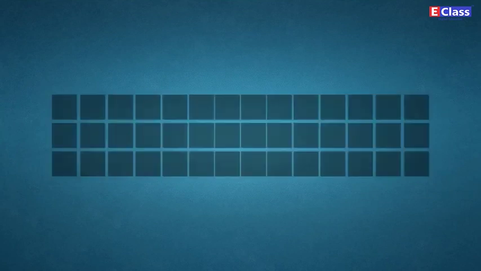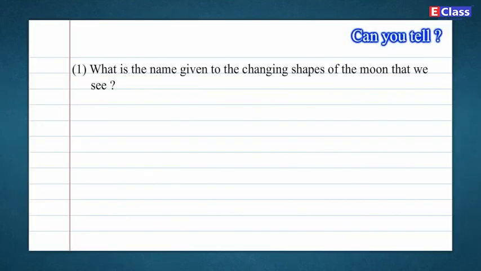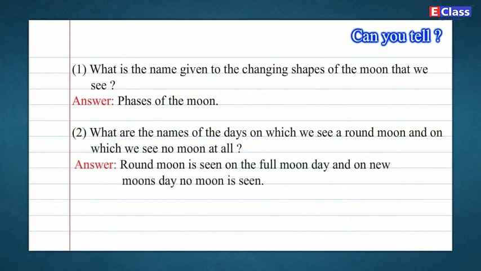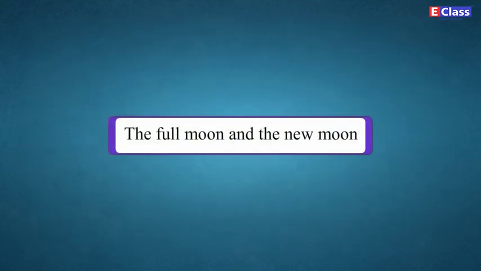Phases of the moon. Can you tell? 1. What is the name given to the changing shapes of the moon that we see? Answer: phases of the moon. 2. What are the names of the days on which we see a round moon and on which we see no moon at all? Answer: a round moon is seen on the full moon day, and on new moon's day, no moon is seen. The full moon and the new moon.